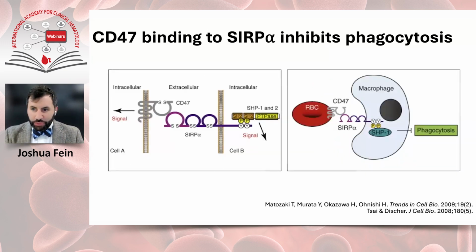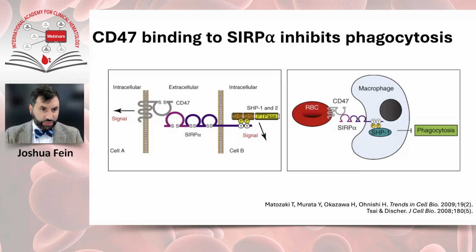CD47, we often think of in terms of its role with respect to red blood cells. And so that's, I think, the important place for this conversation to start. But to understand that, let's look at what this CD47 and SIRP-alpha interaction looks like. SIRP-alpha is the ligand that's particularly interesting to us.